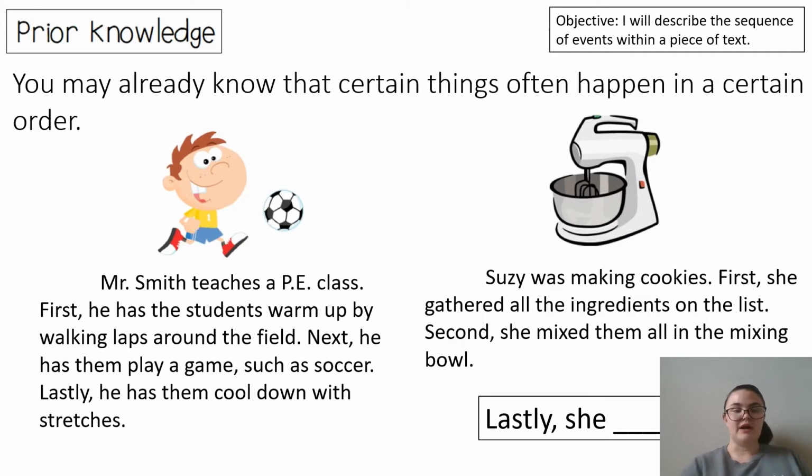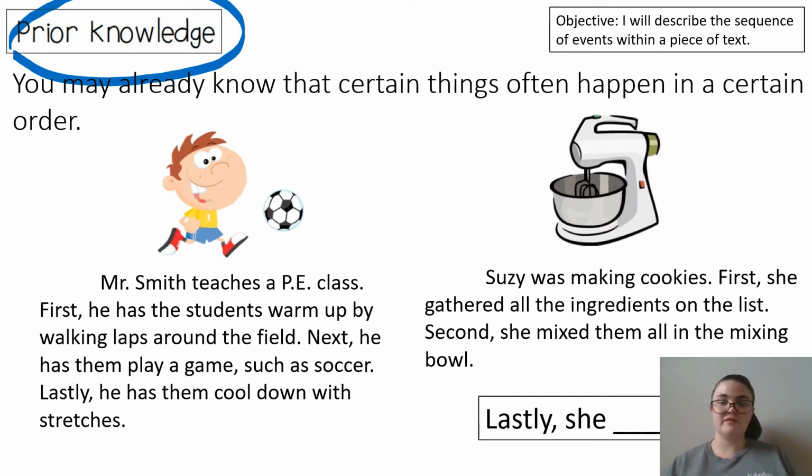We're going to use our prior knowledge, or what we already know, to help us understand this new thing that we're learning. Our prior knowledge is that you may already know that certain things often happen in a certain order. We know that it makes more sense to put toothpaste on our toothbrush and then start brushing our teeth than it does to just stick the brush in our mouth, right? Order in which we do things makes sense. So we already know that.